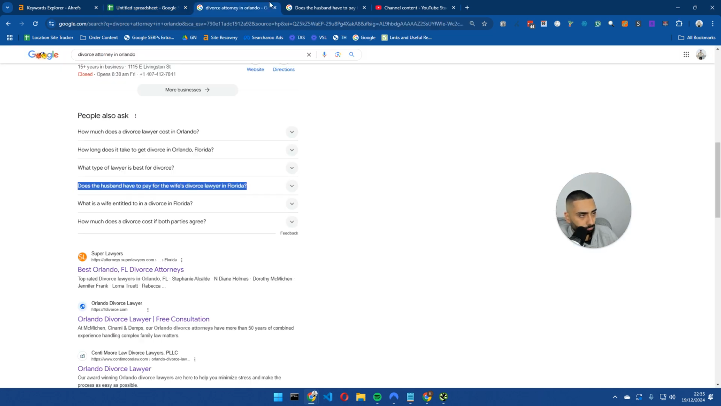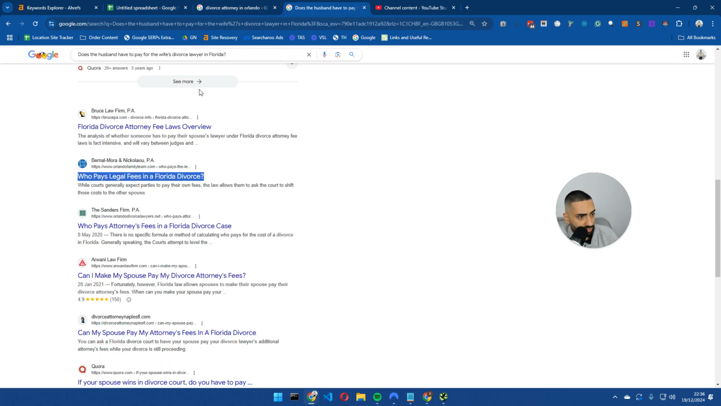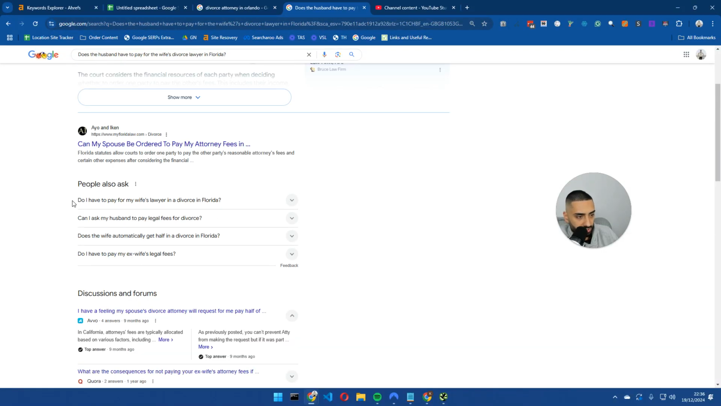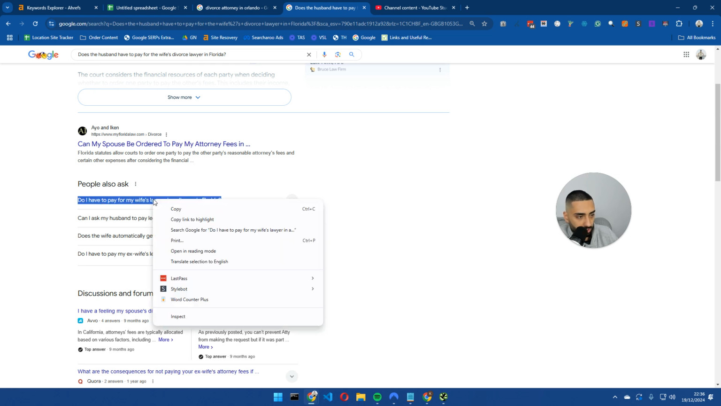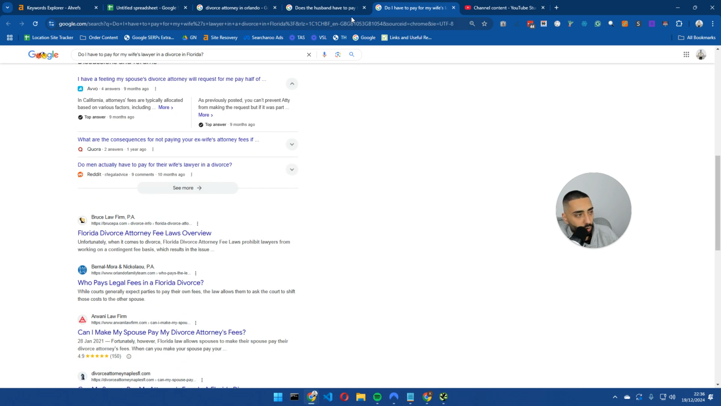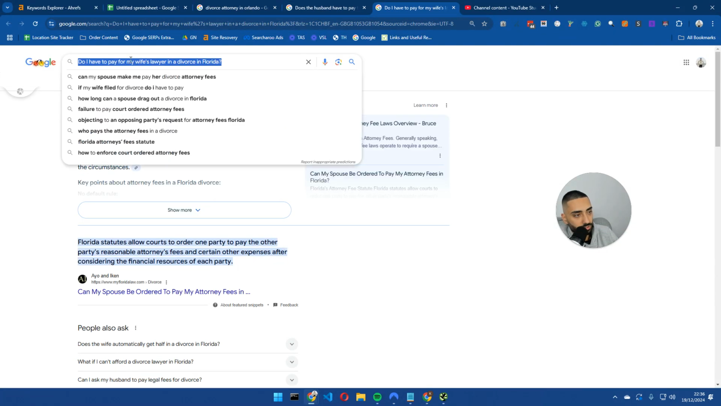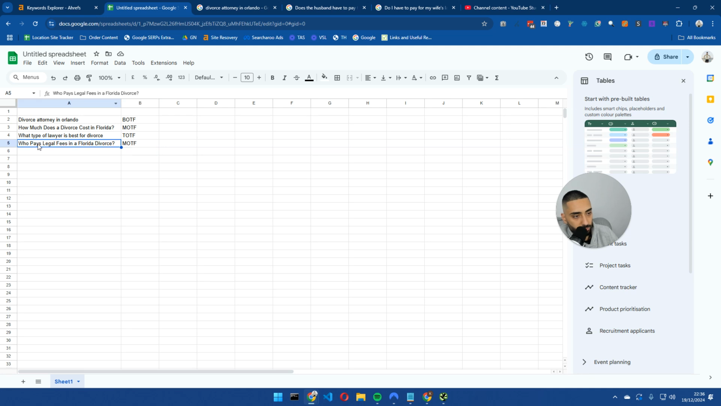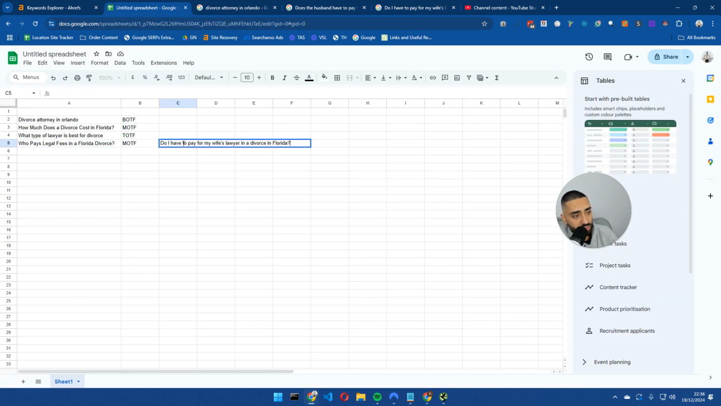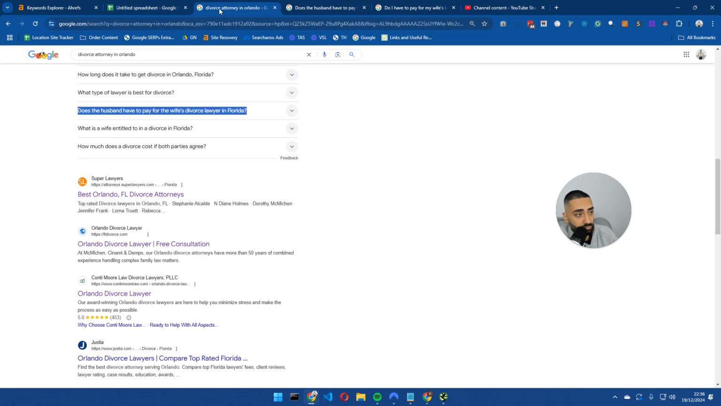And we are basically just going to be continuously doing that. So, for example, do I have to pay for my wife's lawyer in a divorce, right? So this is going to be a question to actually have on our previous page. So remember the page that we just added here, who pays legal fees in a Florida divorce, right? This would actually be a subheading on that page. It doesn't deserve its own page.